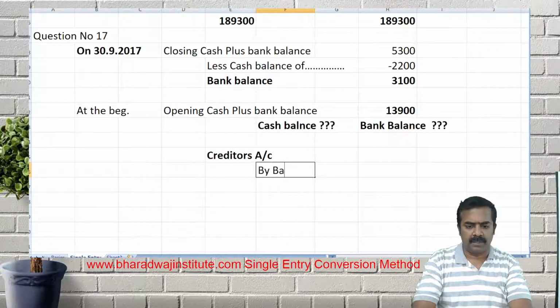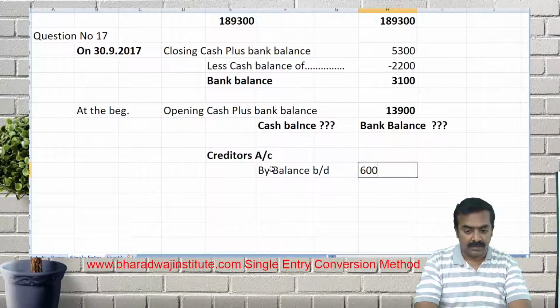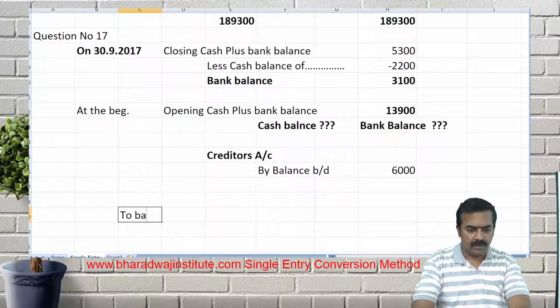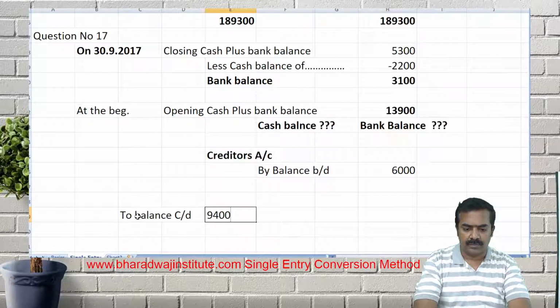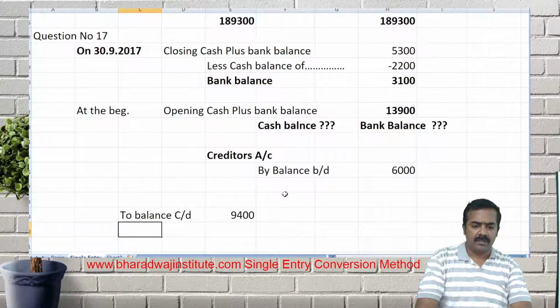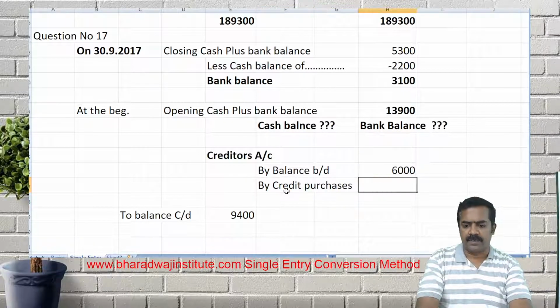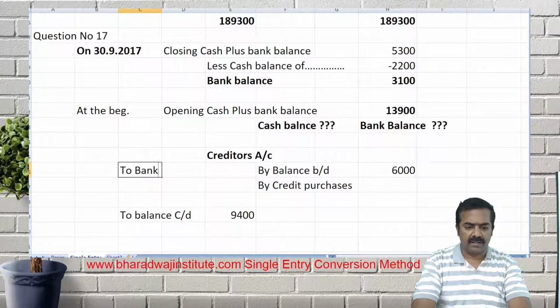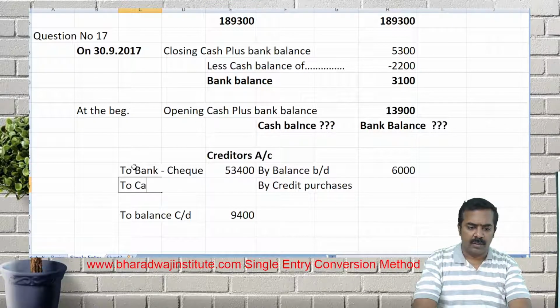Creditors account we can prepare. By balance brought down, what is the opening balance of creditors? 6,000. To balance carried down, what is the closing balance? 9,400. Are purchases given? Credit purchases, what is it? Not known. To bank, paid by cheque. How much was paid by cheque? 53,400 paid by cheque.